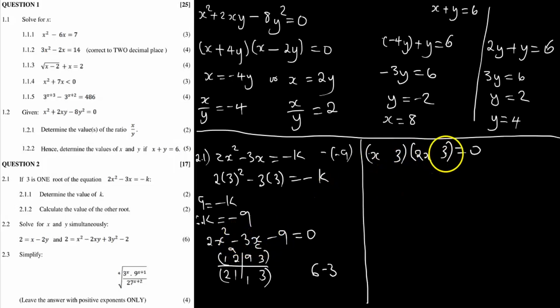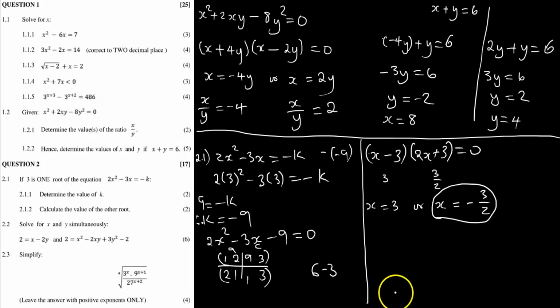So now since we've got 3 and 3, we look for the final answers. If we were solving, we're going to get 3 this side and 3 over 2 this side. So the bigger one is obviously going to be the 3. So the 3 is going to be negative and this one is going to be positive. And then here we equate this to 0, this to 0. So your x is equal to 3, or your x is equal to negative 3 over 2. So this is the other root for this equation.